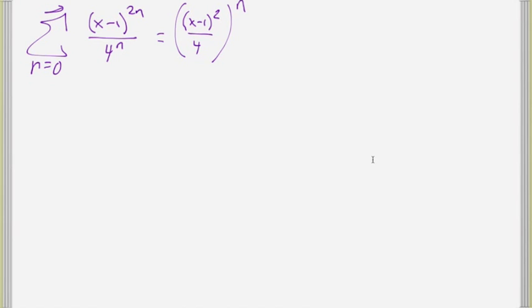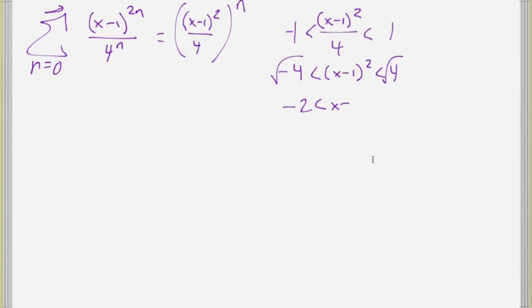That makes it geometric. Now I'm multiplying by the same thing over and over, the stuff inside. A geometric series will converge when what is true about the ratio? Less than 1. The ratio is between negative 1 and 1. Multiply by 4, and take a square root. This is where we kind of fake it and just take the square root of the negative and say it works out.